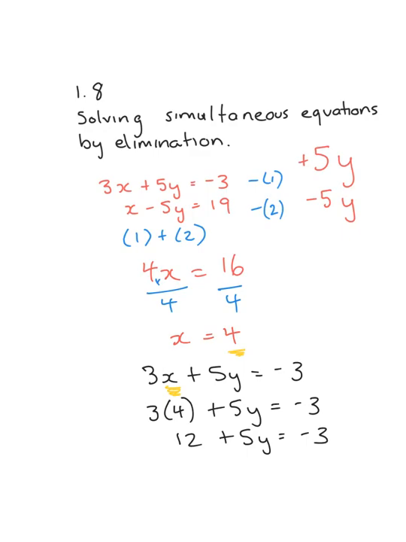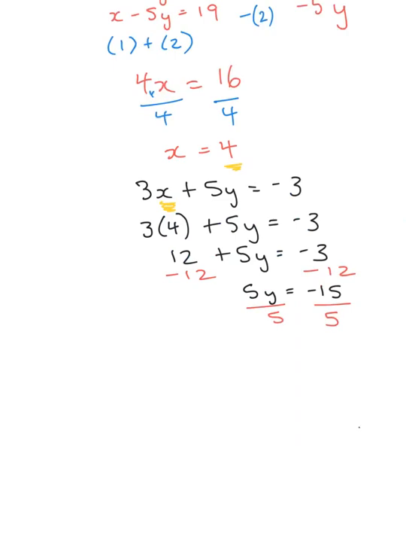I now need to undo the positive 12 by subtracting 12. 5y equals negative 15. Divide both sides by 5. And I can see that y is equal to negative 3. The solution to this equation is x is 4, y is negative 3.